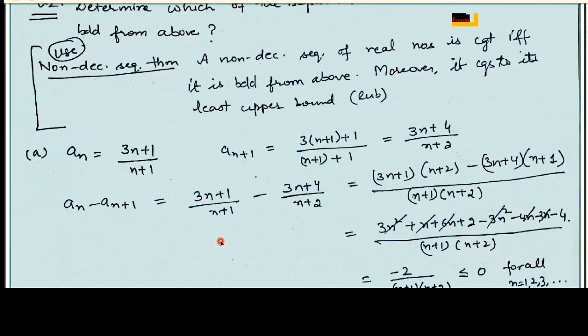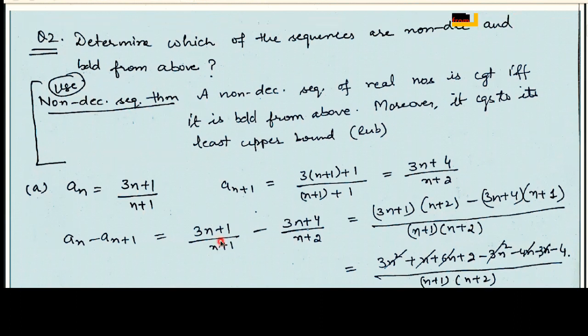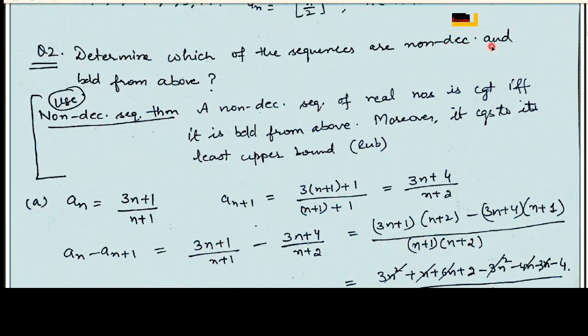Now the next question is, determine which of the following sequences are non-decreasing and bounded from above. For non-decreasing, we will check either an minus an plus 1 is less than or equal to 0, or an divided by an plus 1 is less than or equal to 1, or we can find the derivative of this function. If the derivative is greater than 0, your sequence is increasing, or you can say non-decreasing.